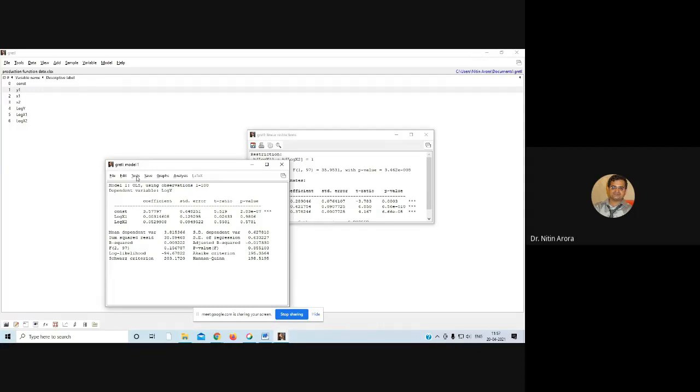Probably some other inputs are relevant in determining output level in this particular industry. Okay children? Is there any doubt in test of restriction? No, sir. Excuse me, sir.